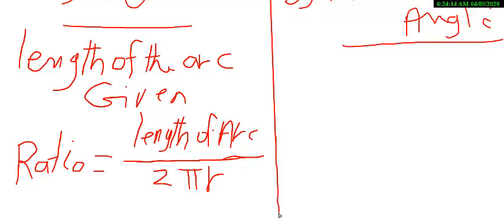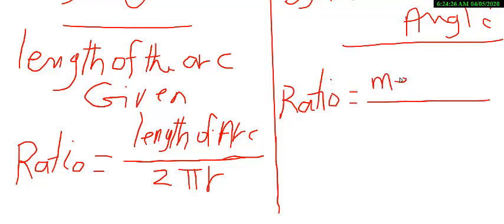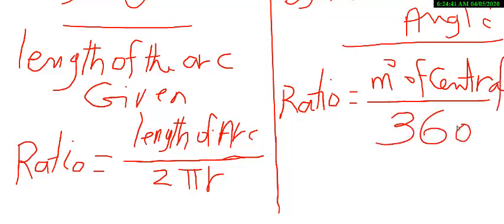If the question gave you the measure of the central angle, you have to say ratio in the second part, ratio equals measure of the central angle over 360 degrees.